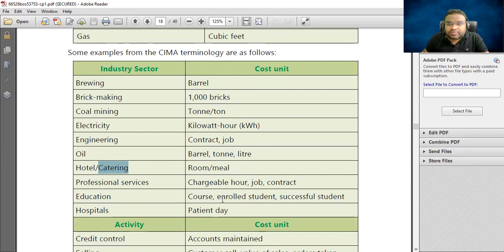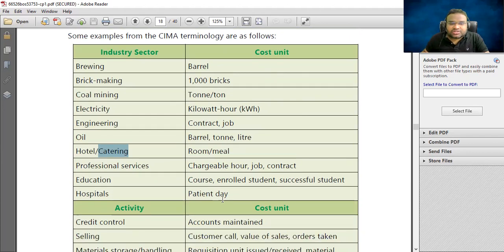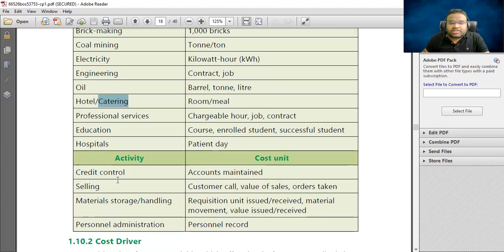Hospitals, number of patients, patient day, if it is inpatients. In some activities like credit control, number of accounts you are maintaining. For example, your credit control department is dealing with 100 accounts. For each account, what would be the cost? How will you calculate the cost of each account? Total cost incurred in the department divided by number of accounts maintained.